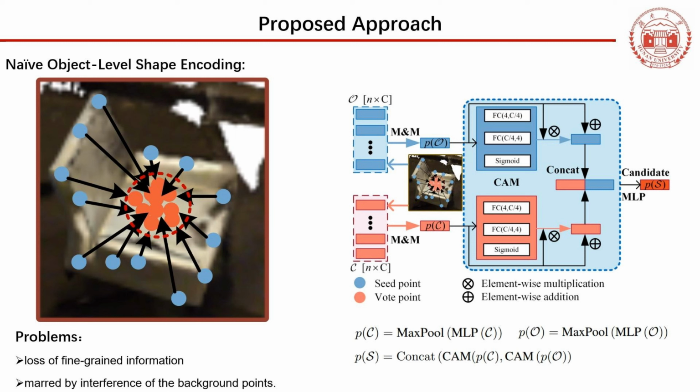We note that the naive object-level shape encoding method proposed in this section is reasonably effective. However, the explicit contribution of shape information goes beyond that. In our experience, the naive method still suffers from 2 main problems. 1. It experiences loss of fine-grained information in the interaction of shape key points. 2. It is marred by interference of the background points.